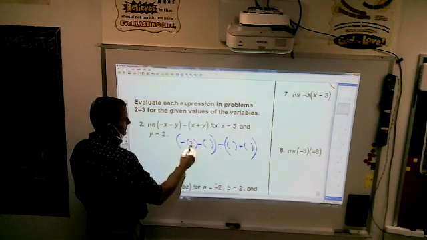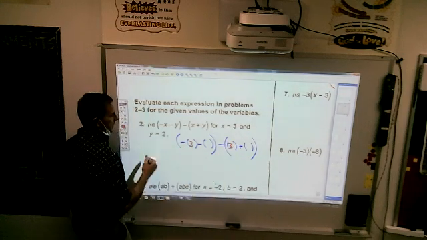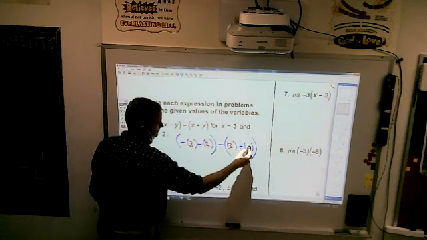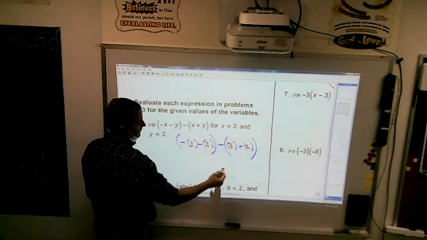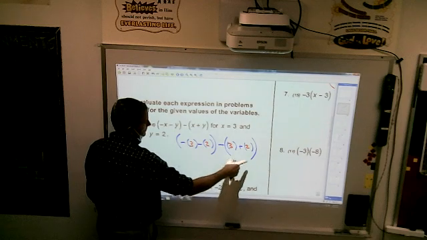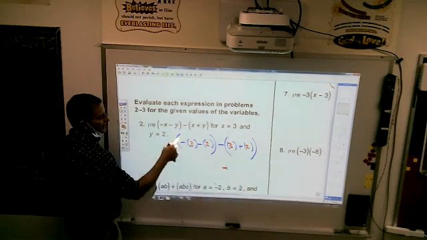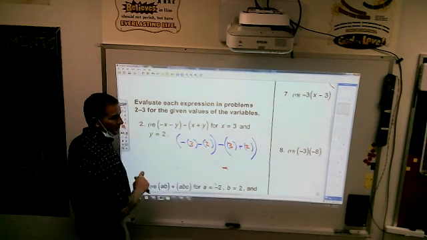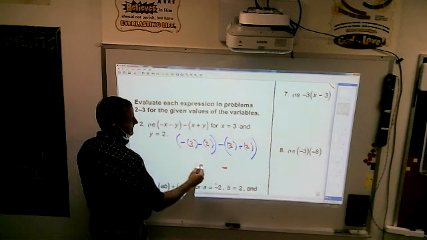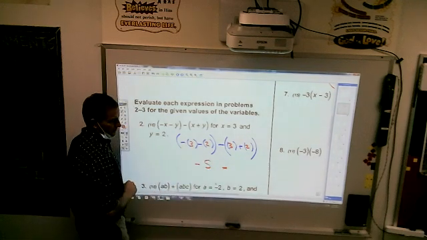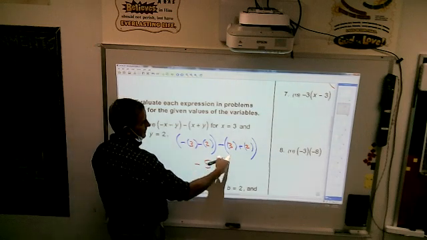X is 3, y is 2. And this isn't multiplication. Because of the subtraction sign, whatever you get for this parenthesis, you're going to subtract this parenthesis from that parenthesis. A -3 and a -2, that's not multiplying, that's just combining. -3, -2 is a -5. And it's a -5 minus whatever I get here.